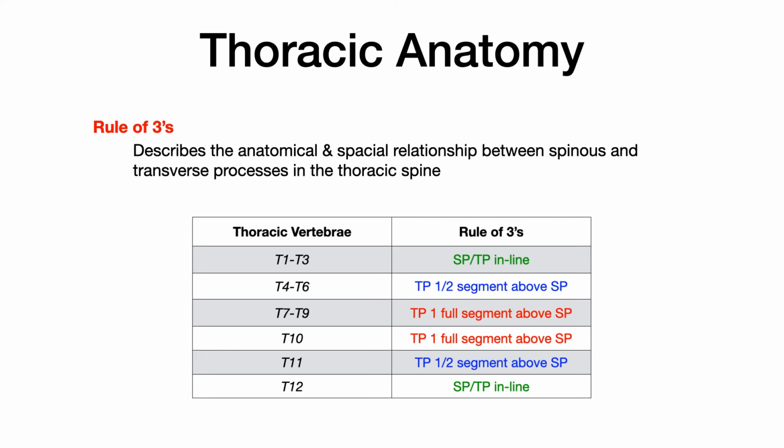So what's the best way to memorize this? If you know the rules from T1 to T3, T4 to T6, and T7 to T9, grouping them by threes, you then just go backwards for the next 3 vertebrae.